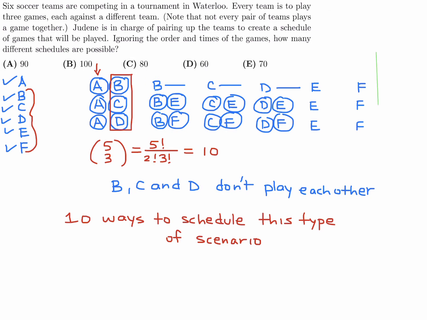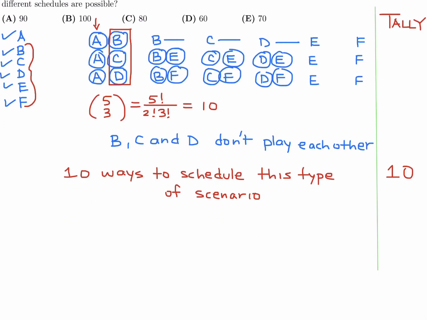So what I'm going to do on the side here is just keep a little tally of how many different cases. So we'll just call it tally. And so far we have 10. The answer choices are all greater than 10, so obviously we've got a little bit more work to do. But we have 10 so far. Okay, we continue with this question in pretty much the same way.